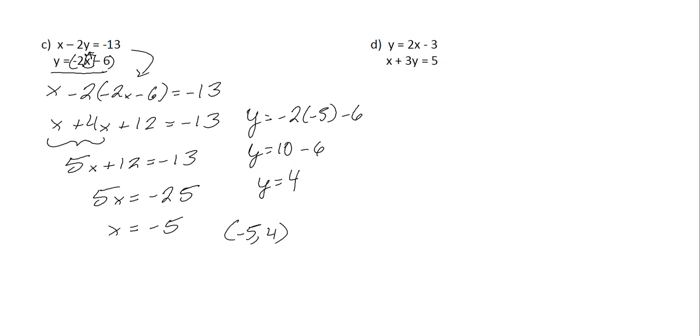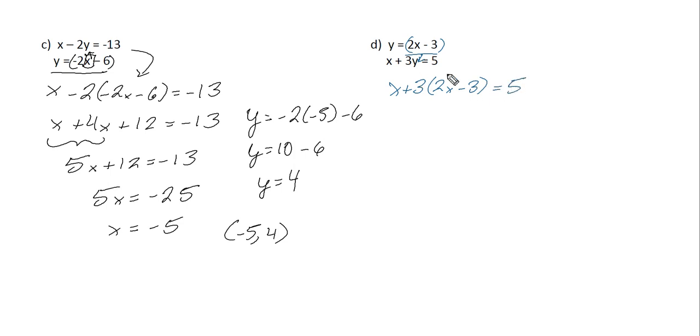All right, let's check out part D here. Just going to pick a color to differentiate so we can keep all this work separated from one another. So in part D, we have y equals 2x minus 3. So instead of y in that second equation, we're going to substitute it and write 2x minus 3. So we have x plus 3 times the quantity 2x minus 3 equals 5.